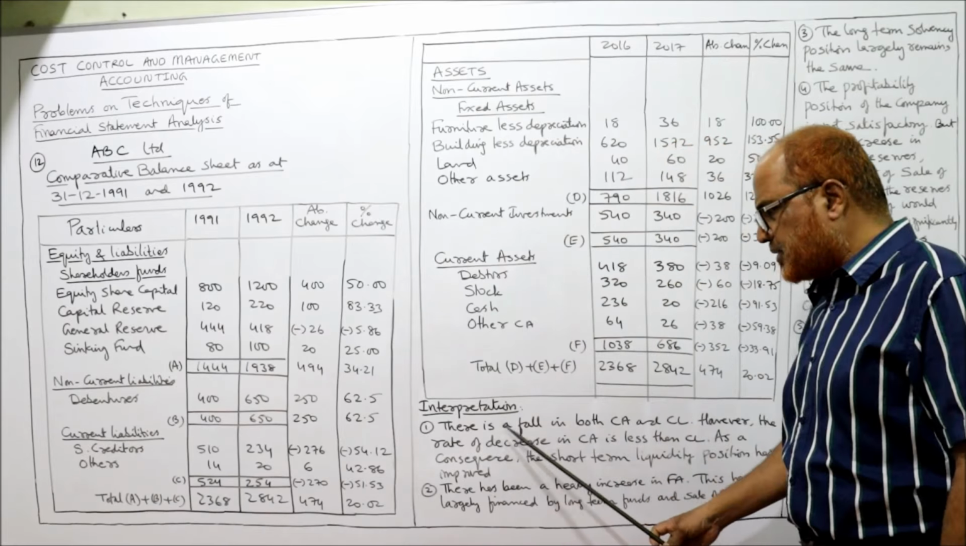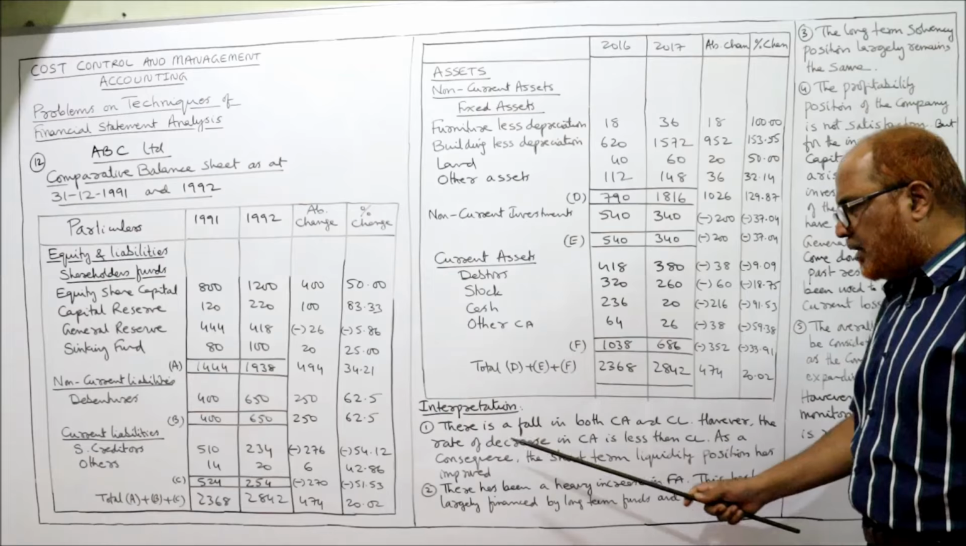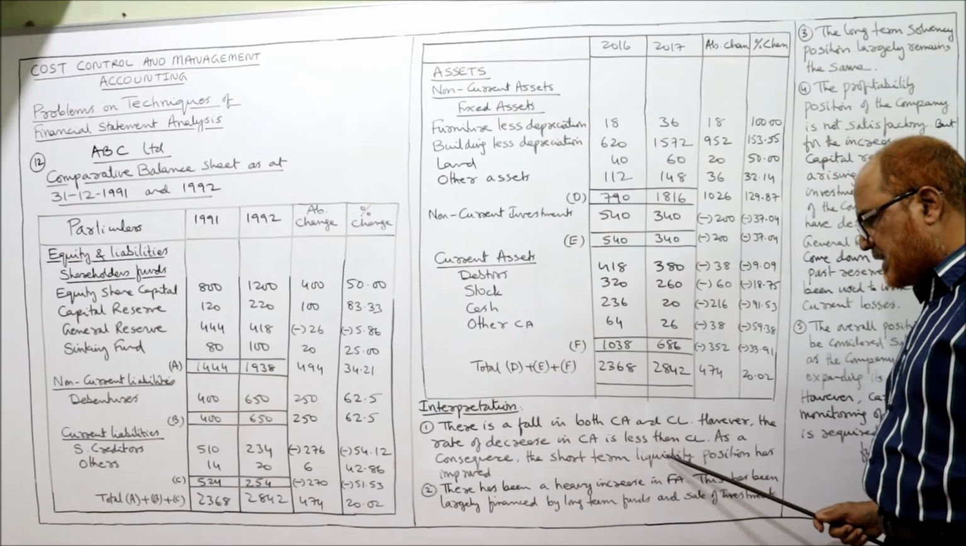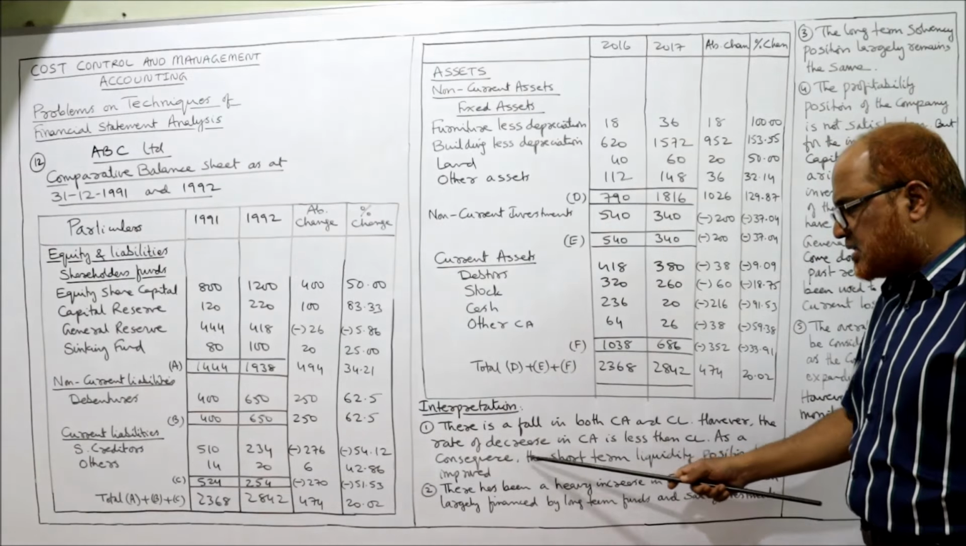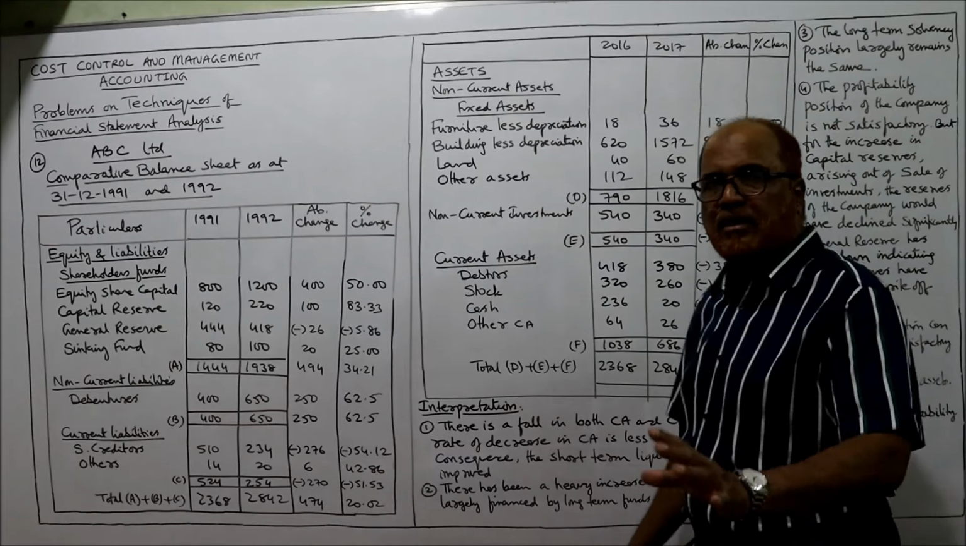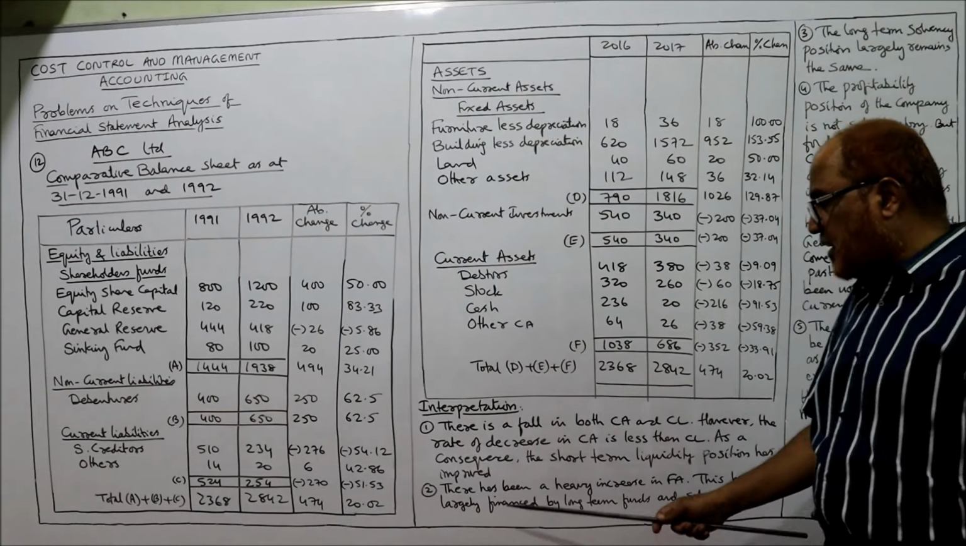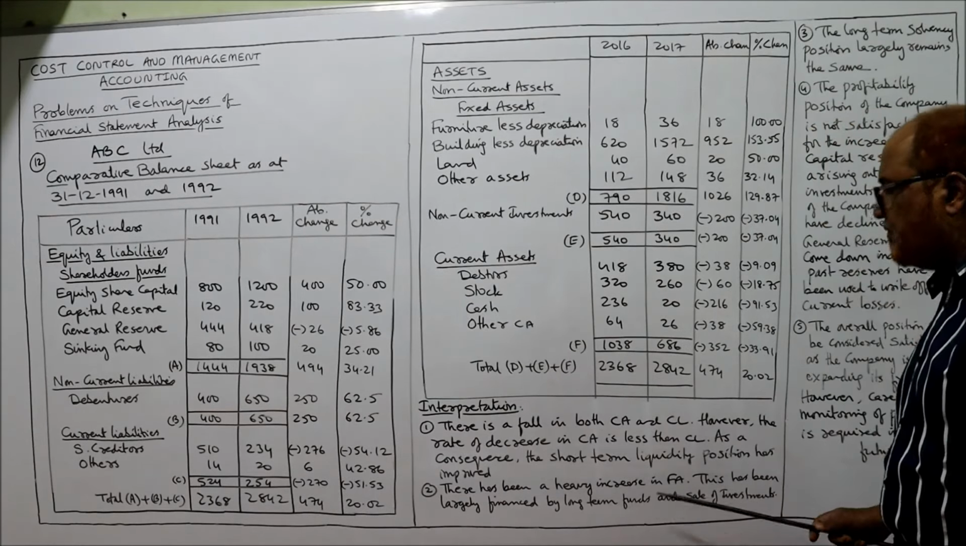So here, first interpretation: there is a fall in both CA and CL, current asset and current liability. However, the rate of decrease in current asset is less than the current liability. As a result, the short-term liquidity position has improved in the current year. So first interpretation over. Second interpretation, there has been a heavy increase in fixed assets.